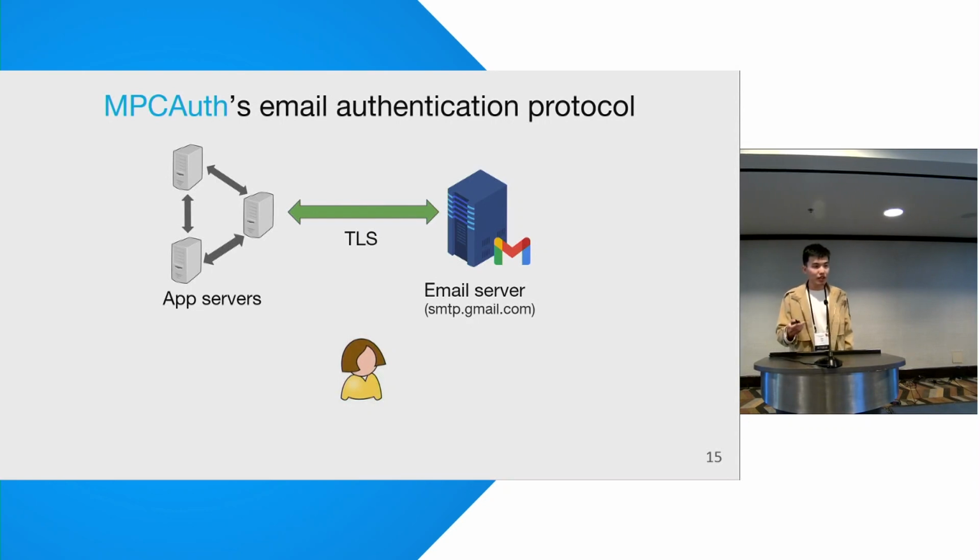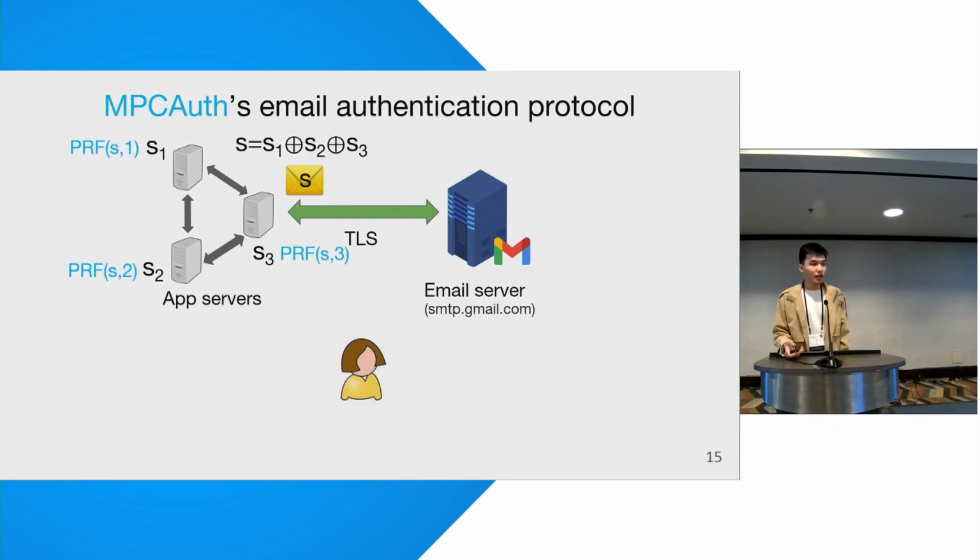First, the client will initiate a request to the application servers, and each application server will sample a random passcode S. Inside MPC, they will jointly compute a joint passcode S using their local randomness. In the meantime, they will each compute in MPC a PRF of S. So each one of them has a unique PRF, which they later use to verify the client.